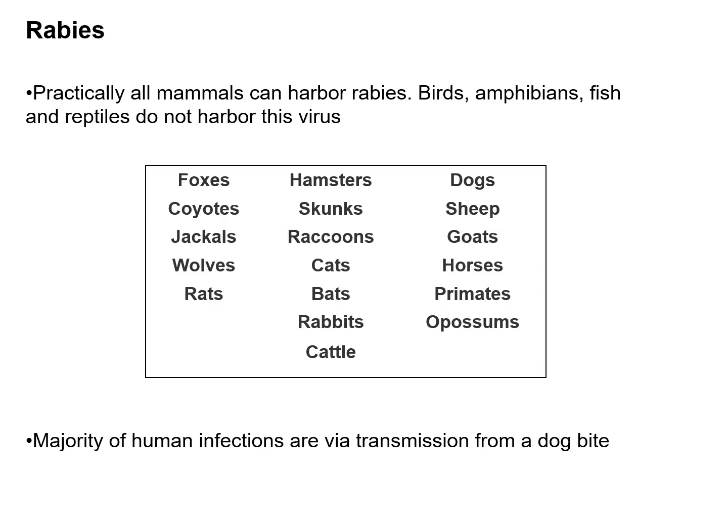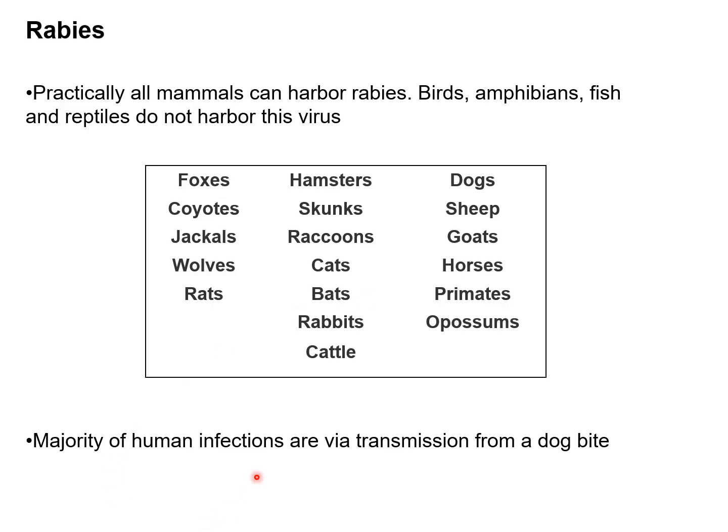Let's delve into the rabies virus. Practically all mammals can harbor rabies. That includes us, but also dogs, sheep, foxes, different types of canines. Bats are a source as well of rabies. On the other hand, you don't see it in birds, amphibians, fish, or reptiles. They do not have this virus.